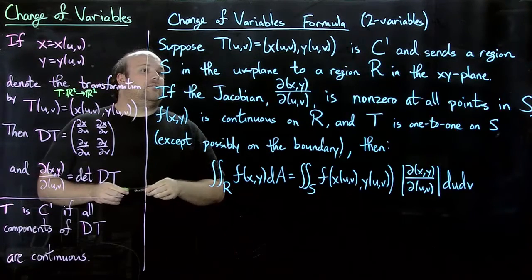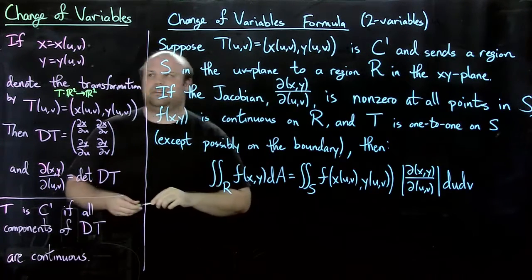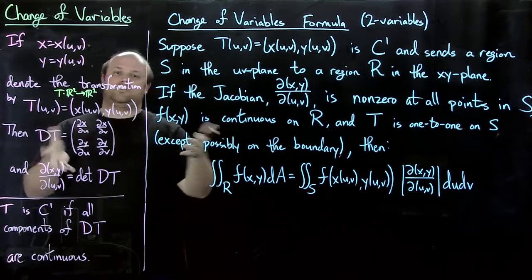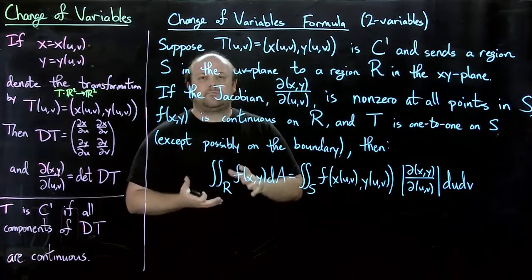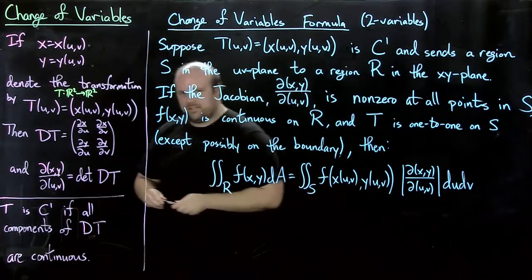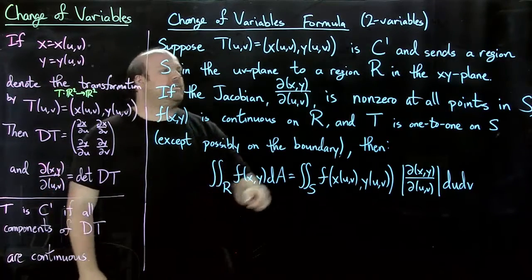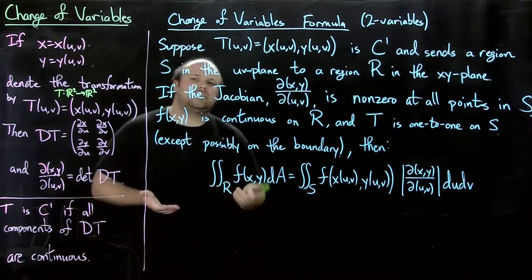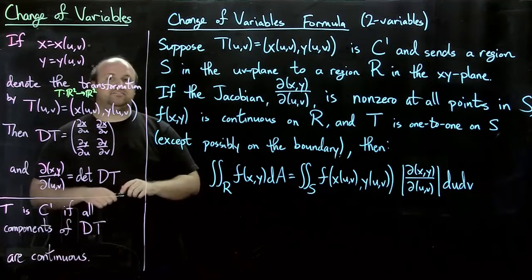So let's say we have a transformation T of (u, v) equals (x of u, v, y of u, v). x is some function of u and v, y is some function of u and v, and we just put it together. Now suppose that's C1, and it takes a region S in the uv plane and maps it to a region R in the xy plane. The way we used that in the last example is we already had the region R, and we found the region S. That's how you'll typically use this: you have an R, and you change it so that you get a nice S.